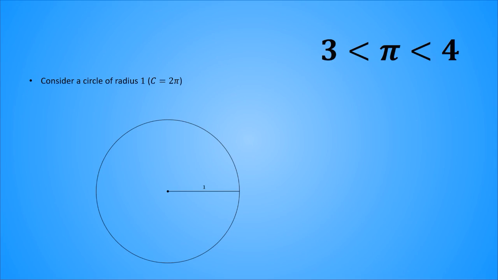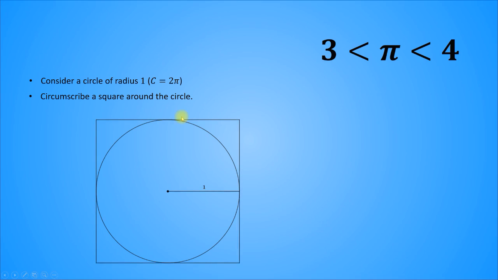So the circumference of this circle is 2 pi, because remember, c equals 2 pi r, but if r is 1, then c is 2 pi. And what we're going to do is circumscribe a square around this circle. What does that mean? It means I'm going to draw a square around the circle that just barely kisses the circle at these 4 points and has the same center.